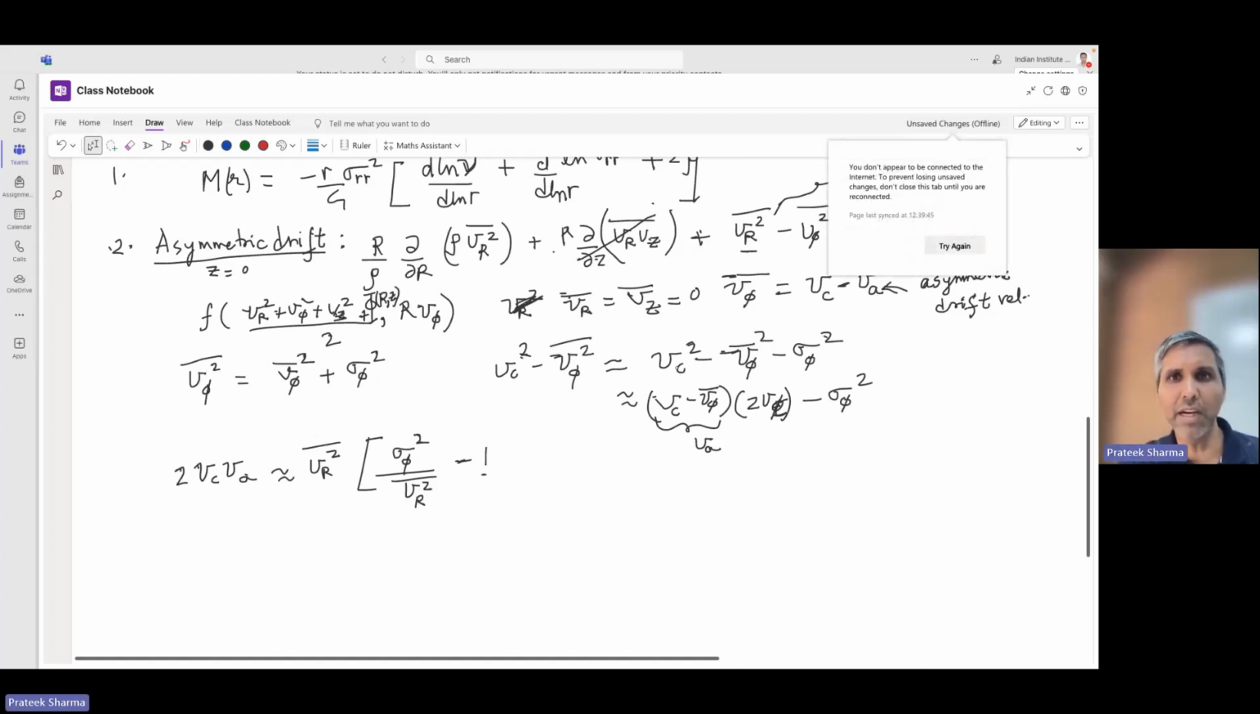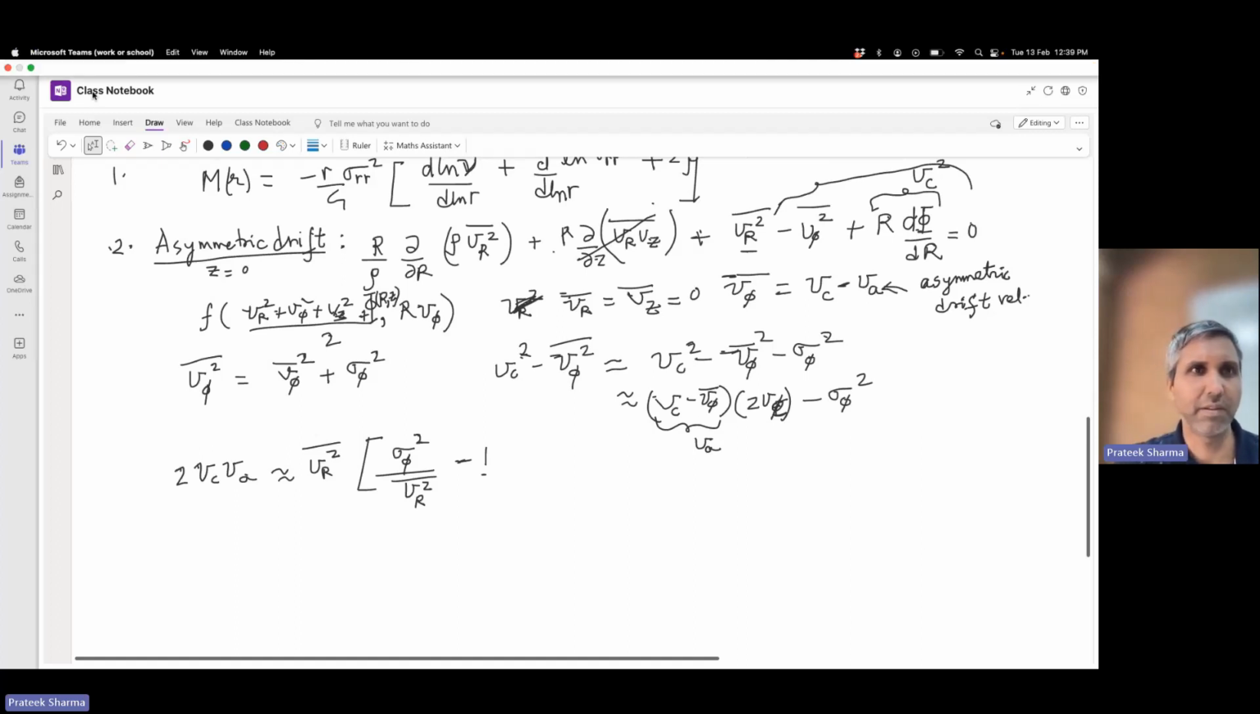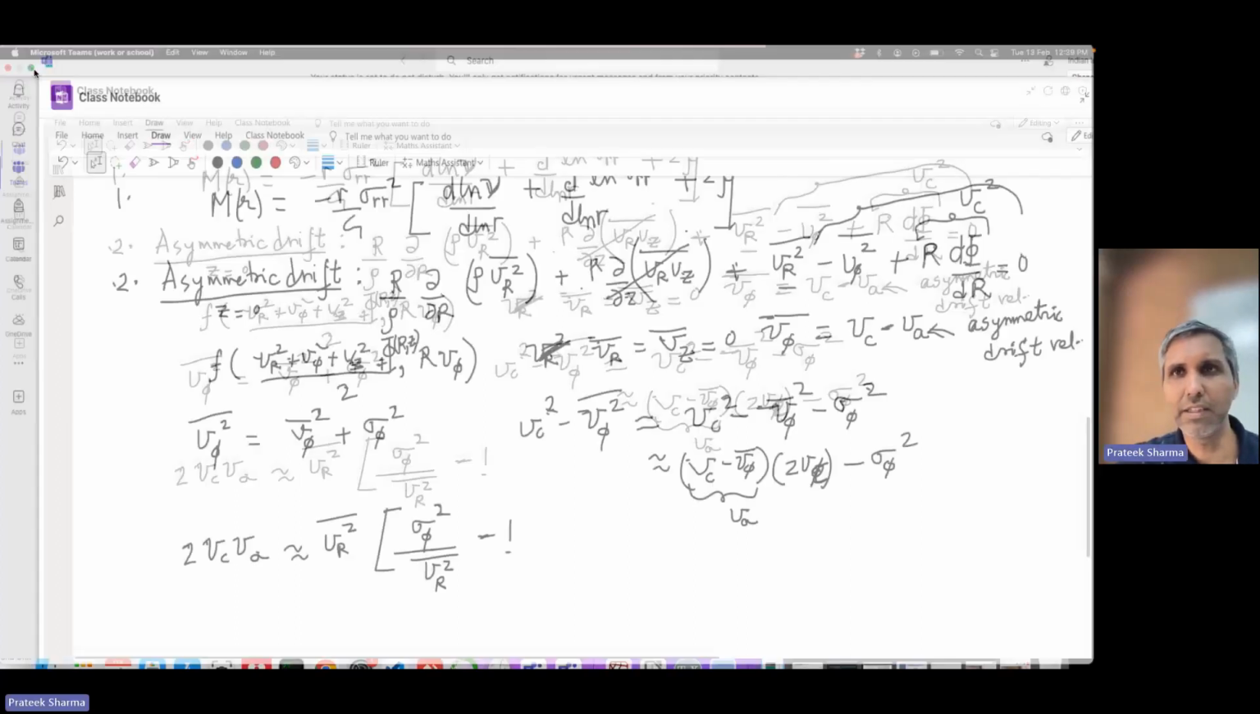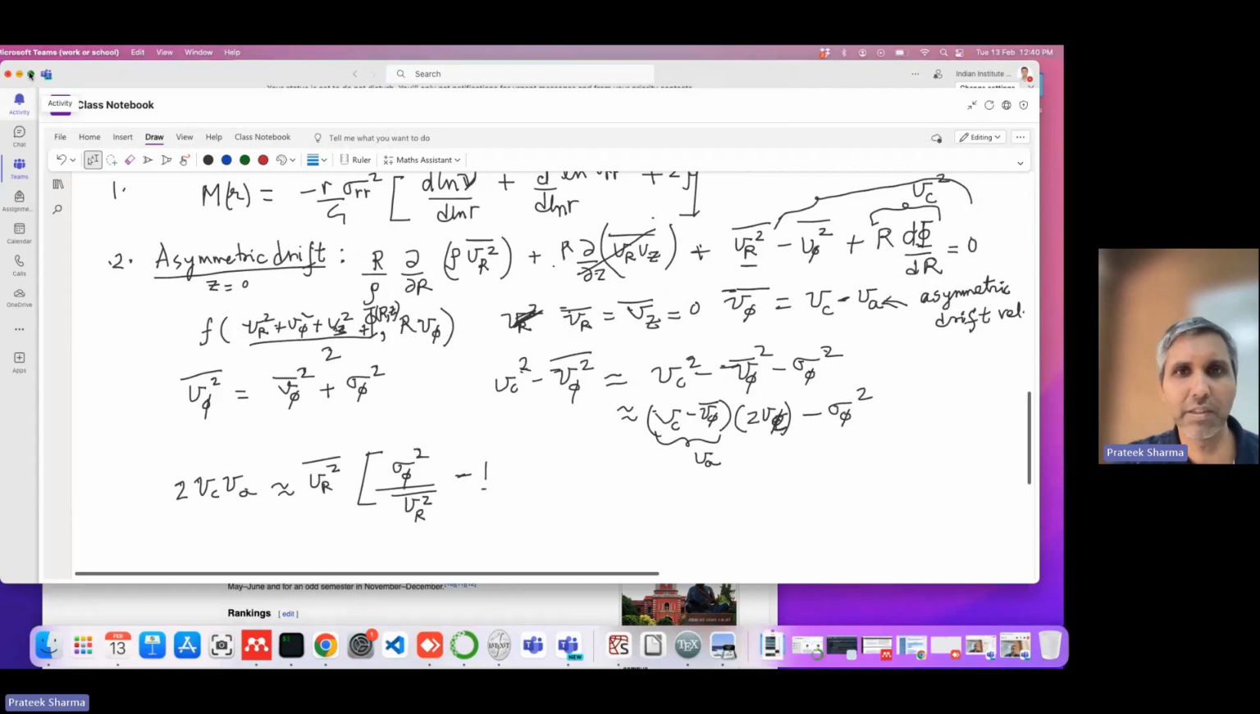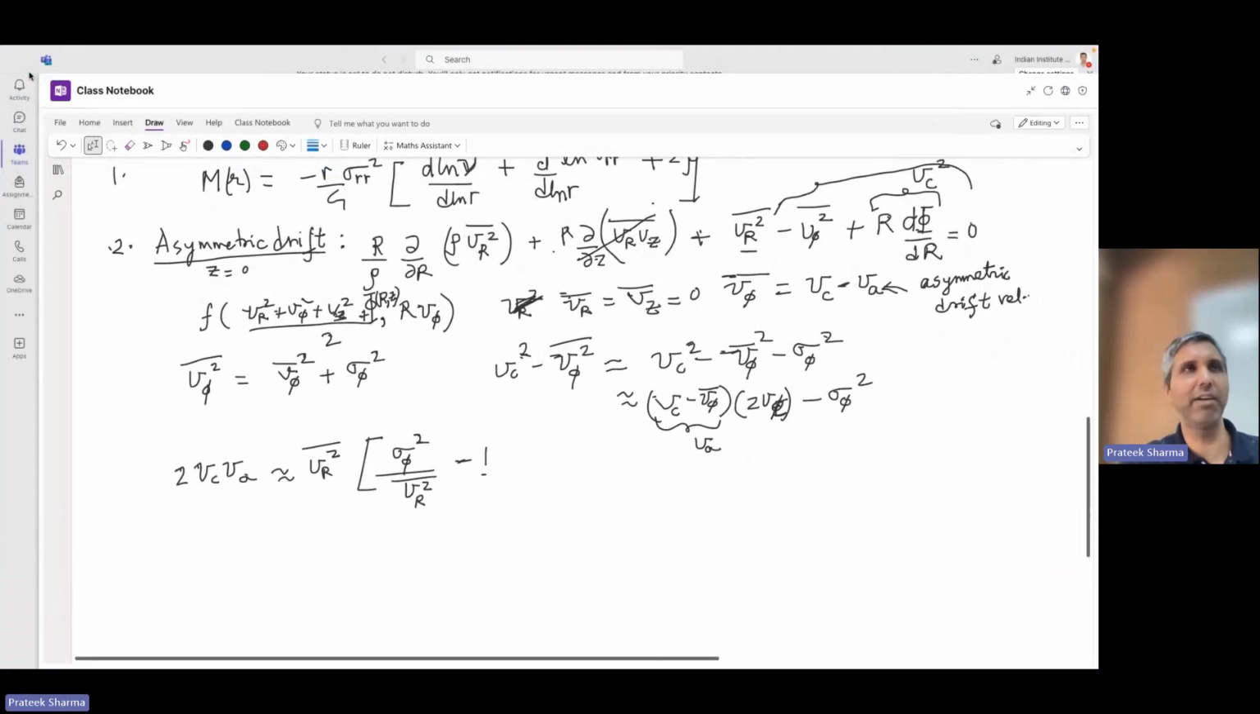This term. And then you had the sigma phi term which goes on the right hand side. I don't know what is happening. Is it really an internet problem or is it something else? Or is this app becoming weak when there is a little bit of writing?